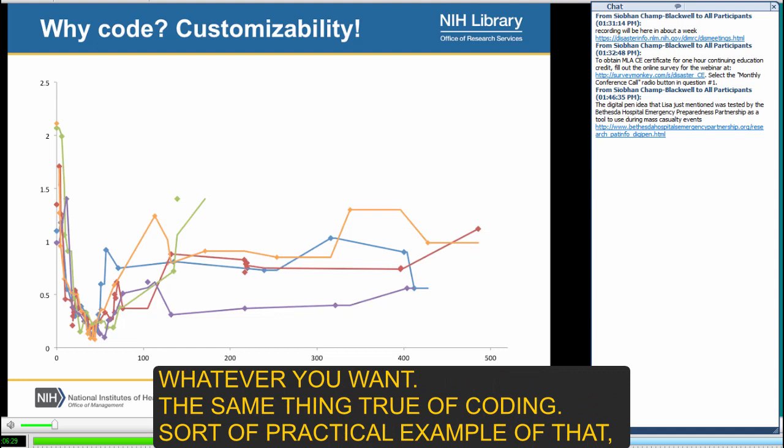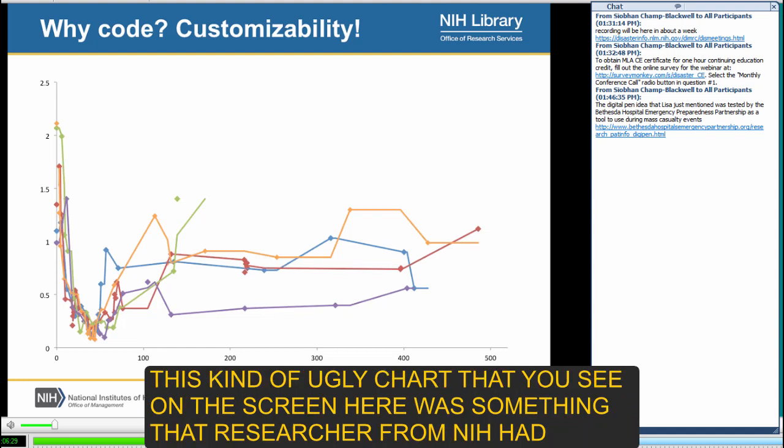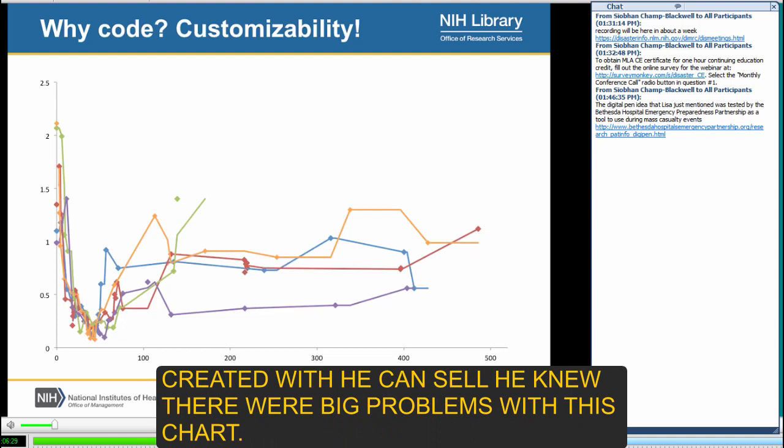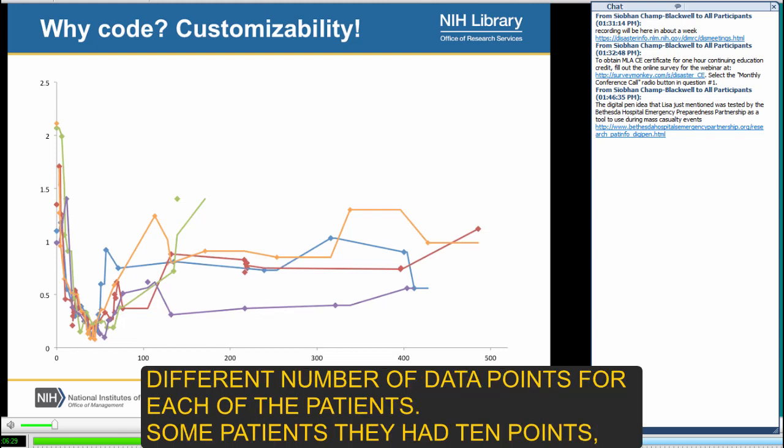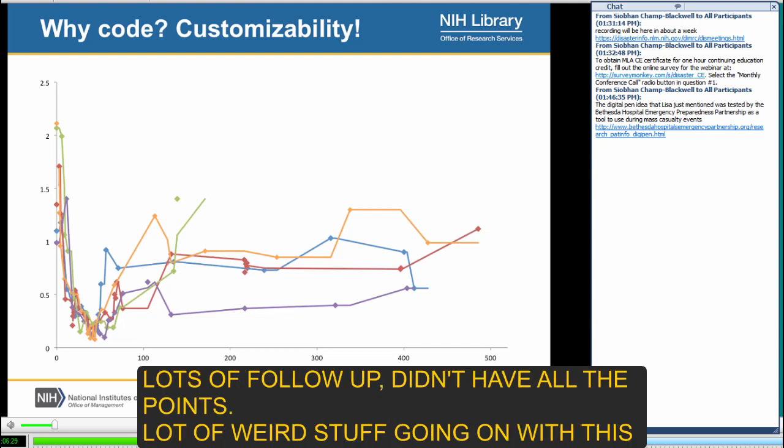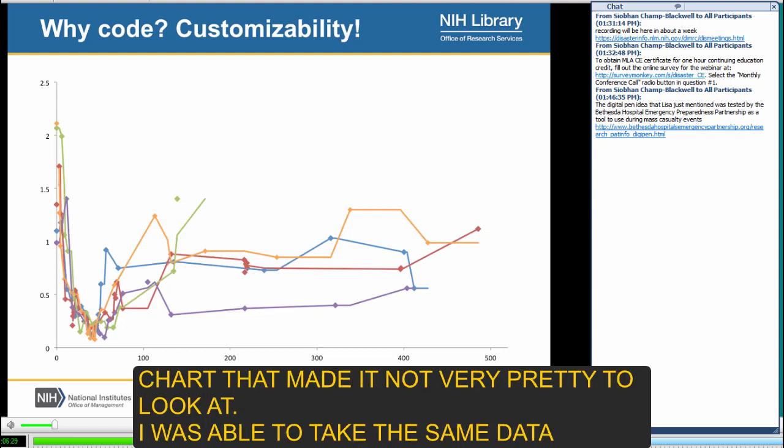A practical example of that is this kind of ugly chart that you see on the screen here, which was something that a researcher from NIH had created with Excel, and he knew that there were big problems with this chart. Each of the color lines here is a different participant or patient, and part of the problem was that they had a different number of data points for each of the patients. Some had 10 points, some were lost to follow-up, so they didn't have all the points, and there was a lot of weird stuff going on with this chart that made it not very pretty to look at.